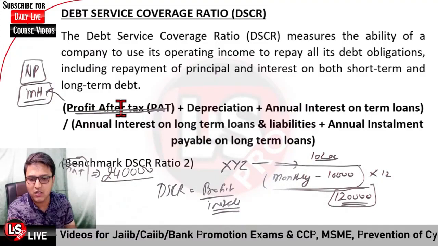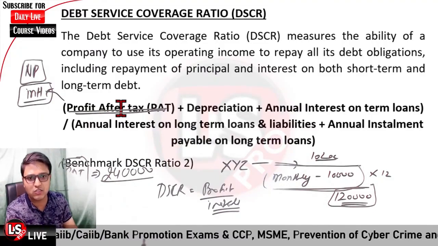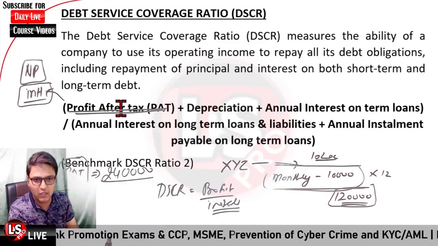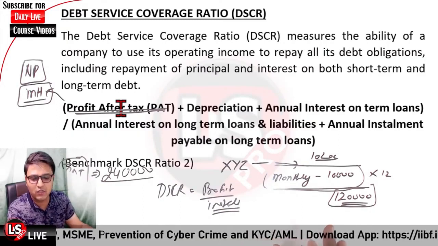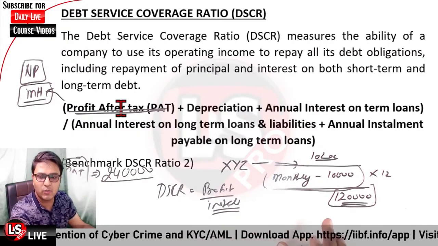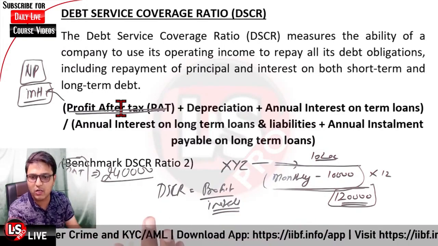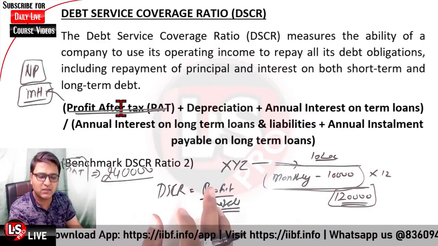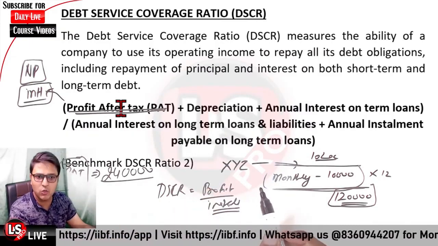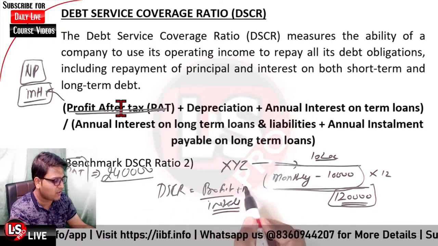Because we cannot subtract it from the numerator part as well. It is to be considered in one component only. It is to be considered equally on both sides, that is on the numerator component and on the denominator component. That is why we will be adding back the interest component of the loan. So that is also my profit, because that is to be equated.